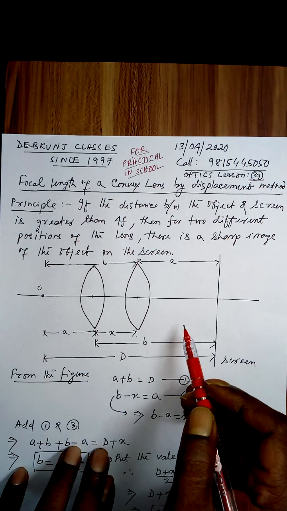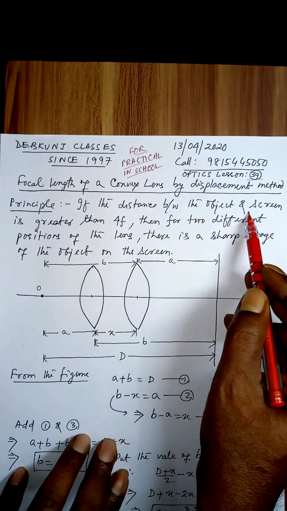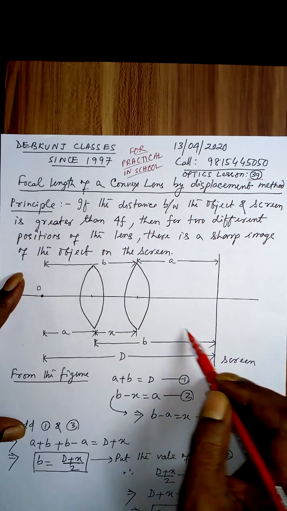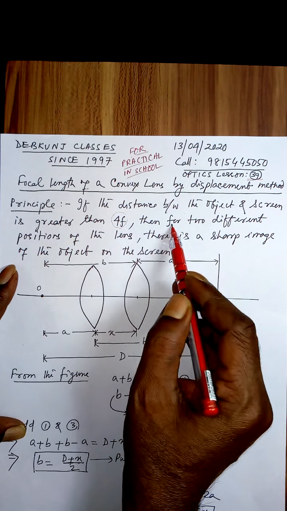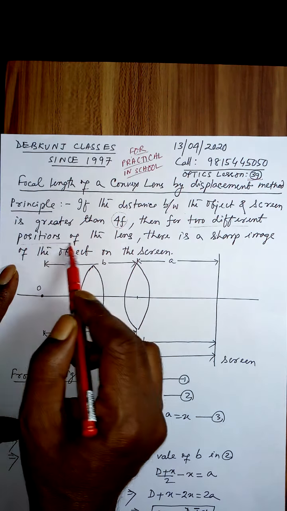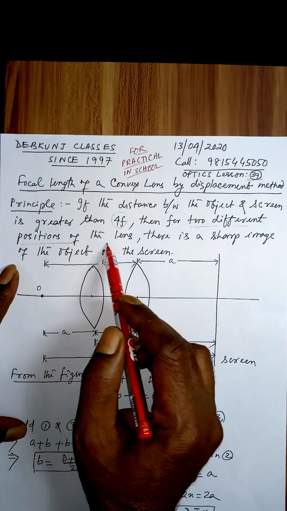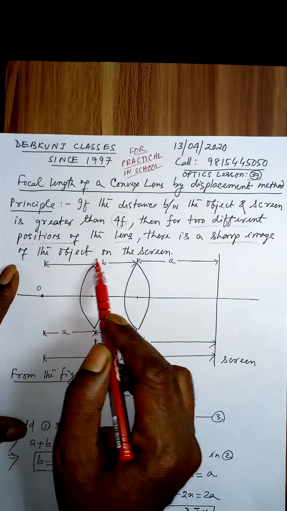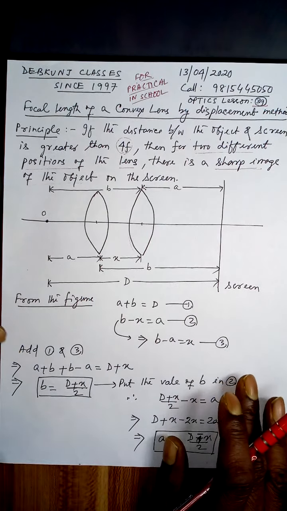What is the principle? The principle is: if the distance between the object and the screen is greater than 4 times the focal length, then for two different positions of the lens, there is a sharp image of the object on the screen. So let us discuss and analyze.